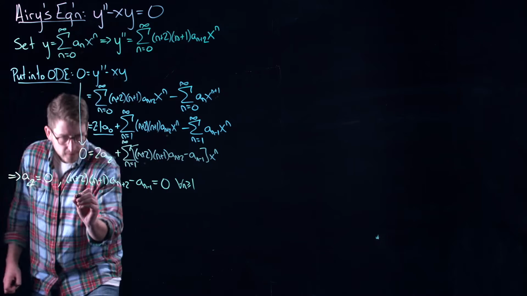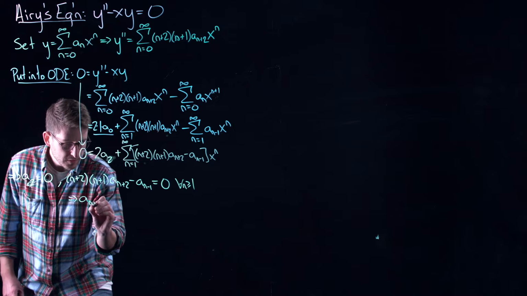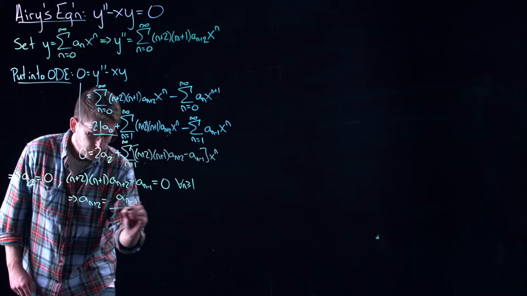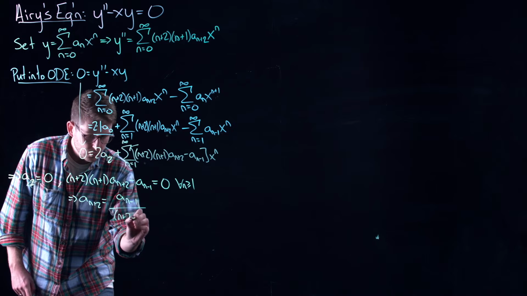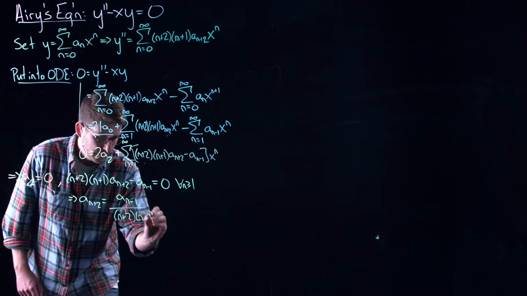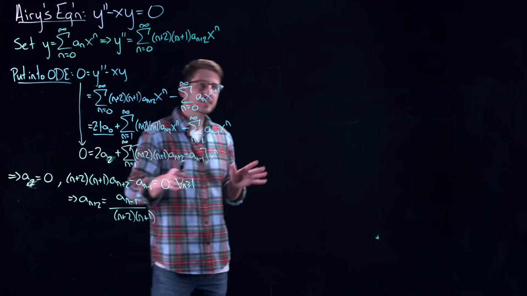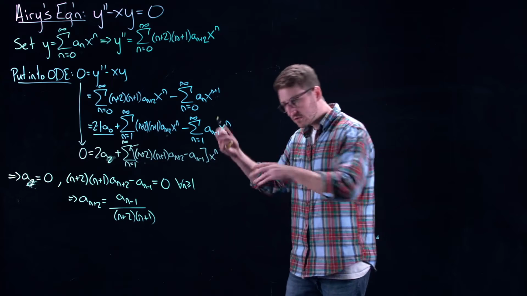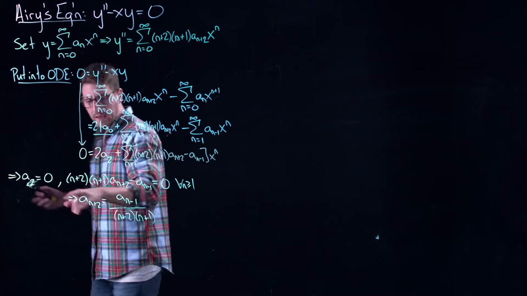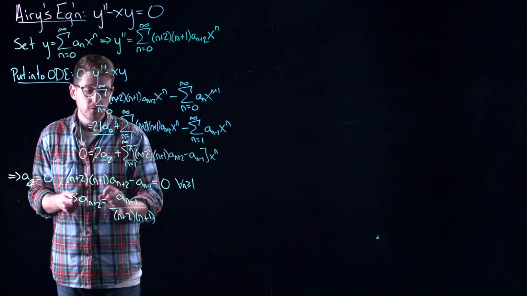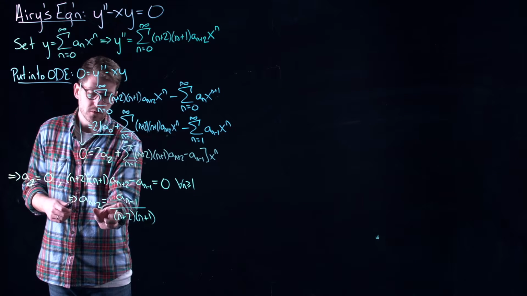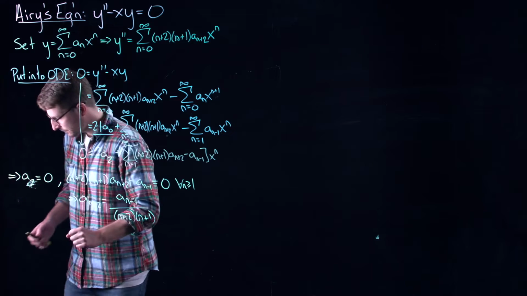I can rearrange this a little bit. I get a_{n+2} is equal to a_{n-1} divided by (n+2) times (n+1). So it kind of looks similar to what we did in the previous example, but there's no minus out front. And this is actually a third order difference equation, right? Because there's a difference of 3 steps between these two pieces.